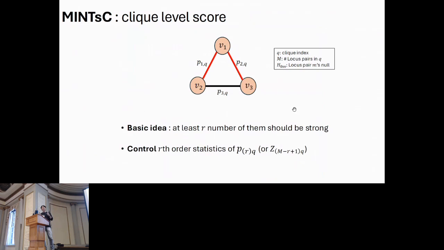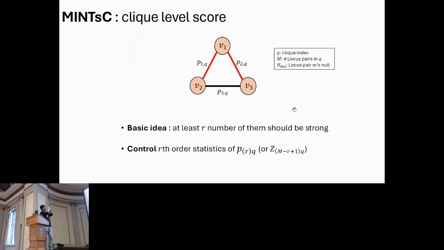But as I mentioned, we want some statistic for the clique. Let's say you're considering this clique, and we have several p-values there. What is one way to summarize this? Well, we first thought that we might not really need all the pairwise interactions to be super strong. Maybe we can control the R-th order statistic of these p-values to be strong enough. For example, in this three-way case, we can say that two of them are very strong. Then we can say that this could be a multi-way interaction. This R can be chosen by the users.